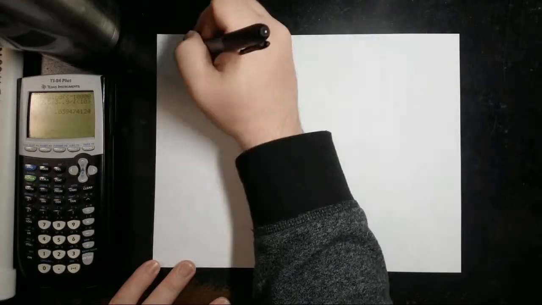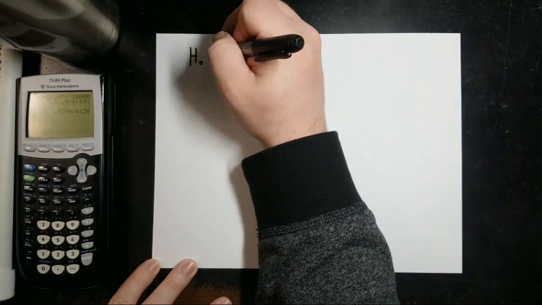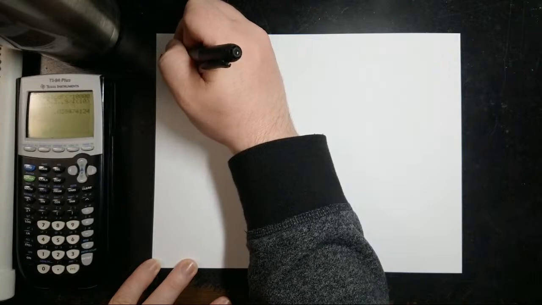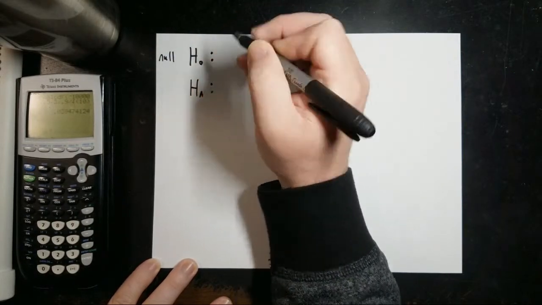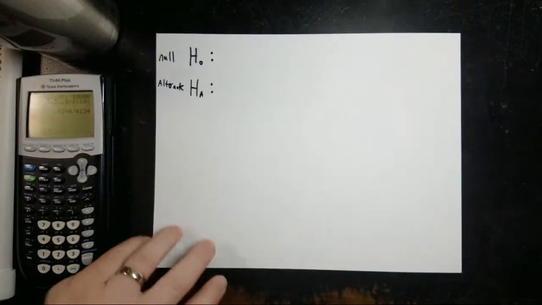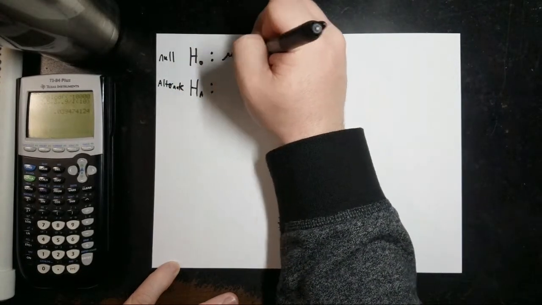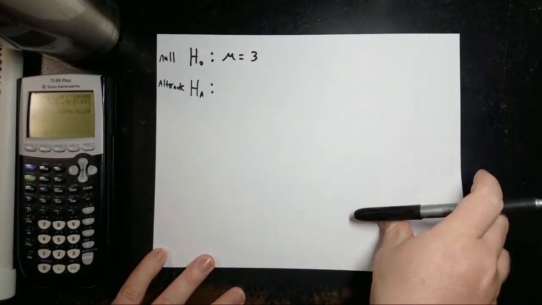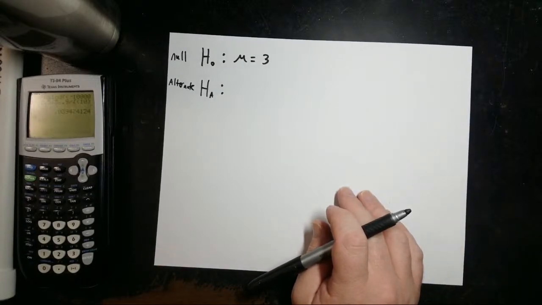When it comes to hypothesis testing, there is what we call the null hypothesis, and there's what we call the alternate hypothesis. Now, the null hypothesis in this case was 3 minutes. There's nothing going on. There's nothing out of the ordinary.